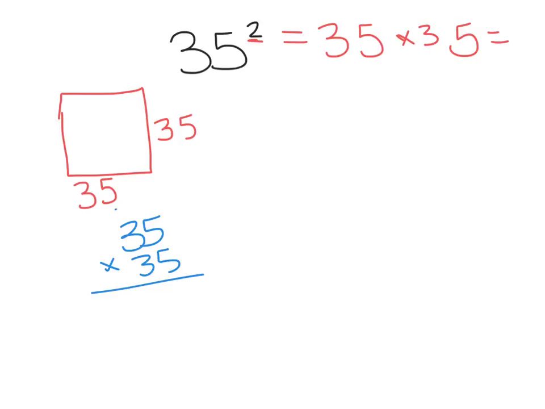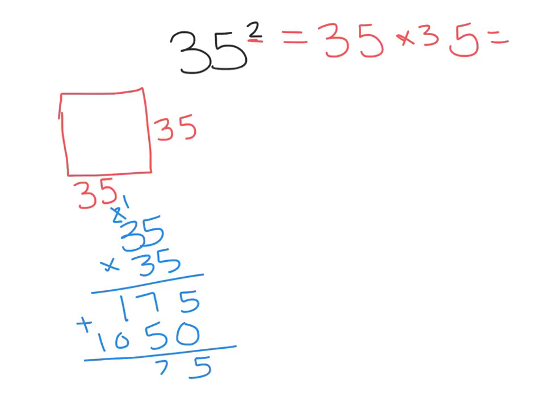5 times 5 is 25. 5 times 3 is 15, plus 2 is 17. 0 to hold my place. 3 times 5 is 15. 3 times 3 is 9, plus 1 is 10. Add it up. 5, 12, carry the 1, 2, and 1. So 35 squared equals 1,225.